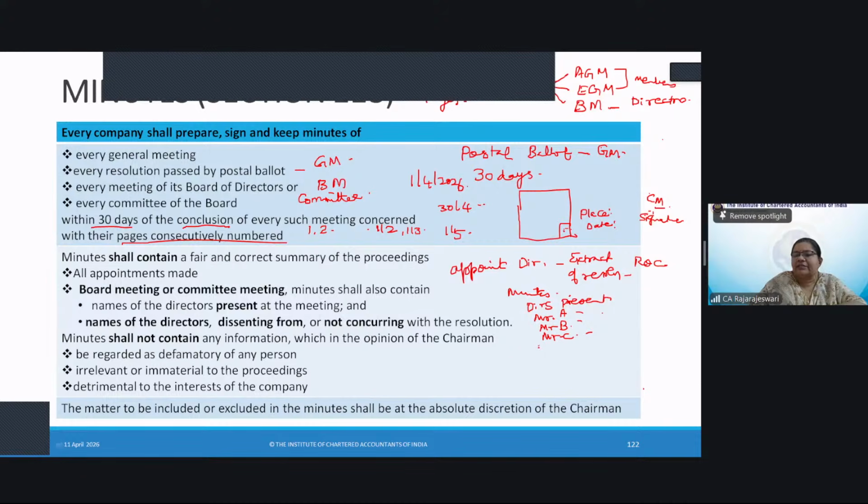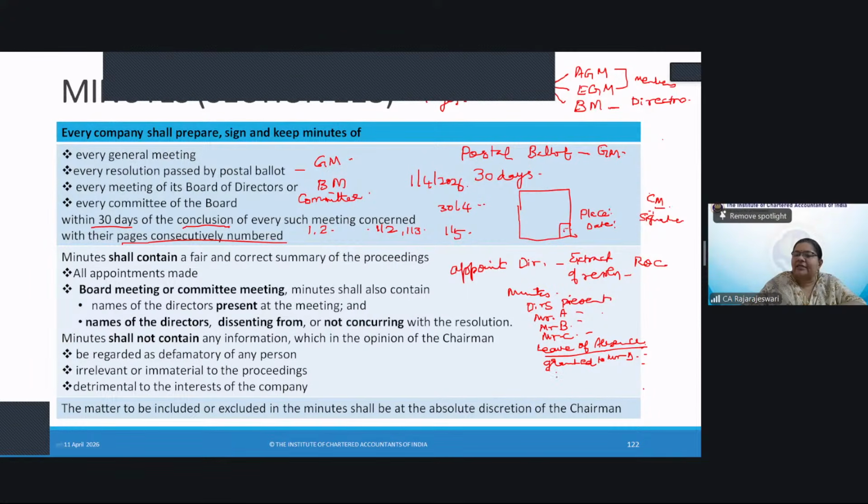And if a person is not present, that will also be recorded as leave of absence was granted. He should request that he will not be in a position to attend the meeting, and the leave of absence will be granted to Mr. D. So that we will record in the minutes. When I say directors present, for those who are not there, we will see that leave of absence was given.